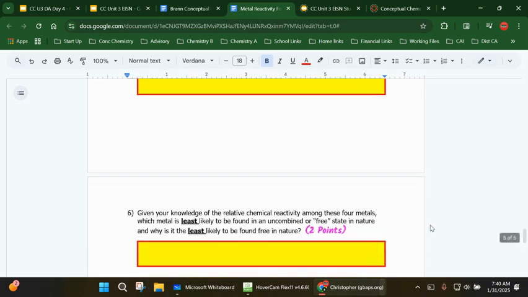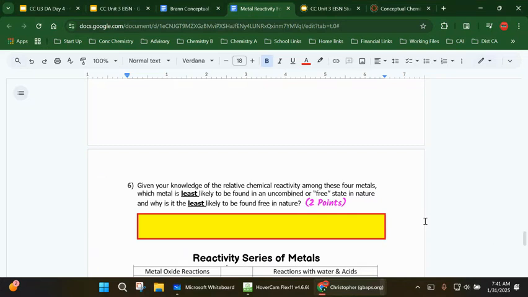Question 6, ladies and gentlemen, is the exact opposite. Which of those four metals is least likely to be found alone or uncombined? Or another way of saying it is which one is the most likely to be found in a compound? And the reasoning for 5 and the reasoning for 6 should be the exact opposite of each other. You have everything you need to now complete this lab activity, ladies and gentlemen. We are going to give you until 10 minutes till to answer those last two questions, to finish this up, and to turn it in.